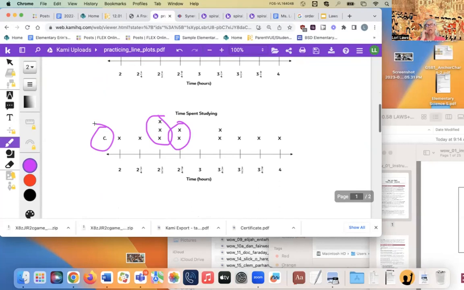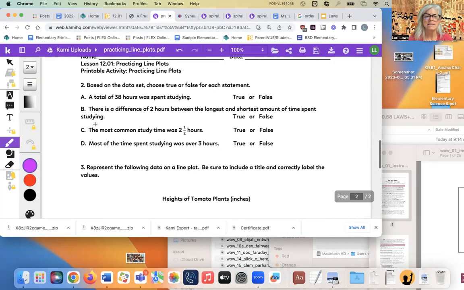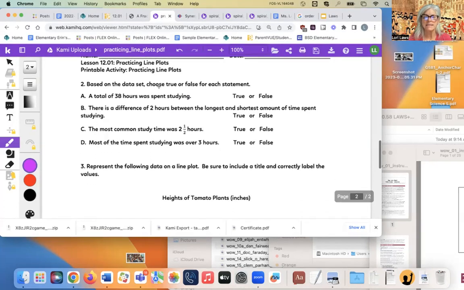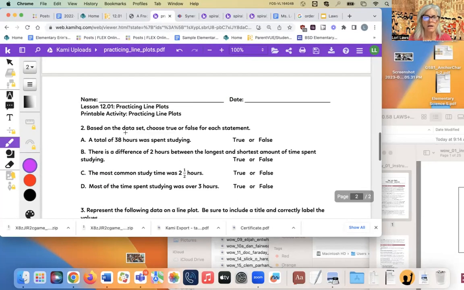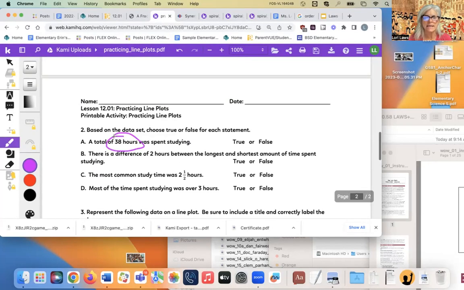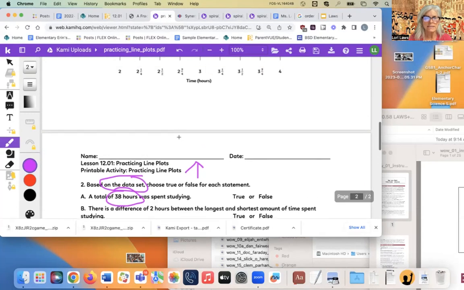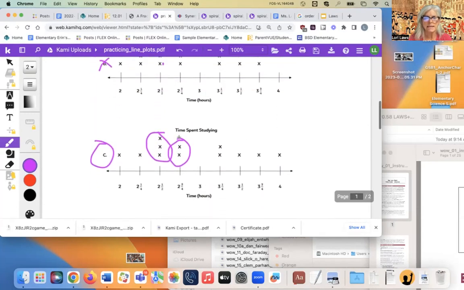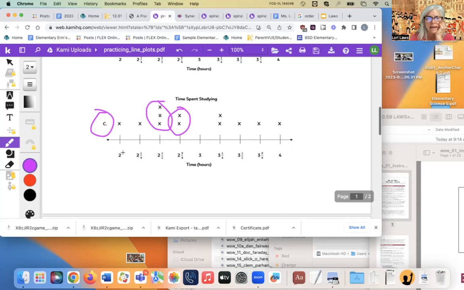So you just have to keep checking until you can find the one that represents the data. The second practice set here, based on the data set, choose true or false. A total of 38 hours was spent studying. When they're talking about the data set, they're talking about those numbers up there. So we need to see how many hours were spent studying. We're going to look at this and add up the hours.